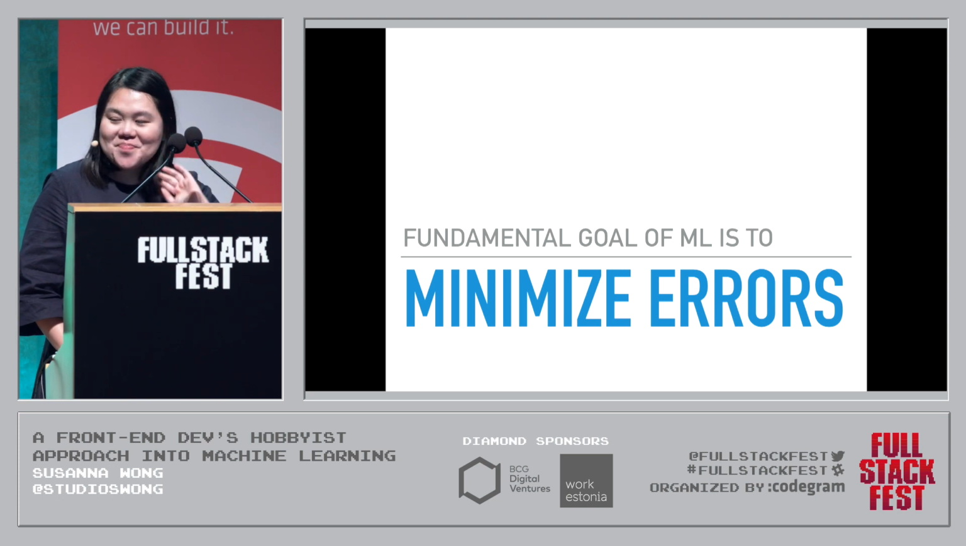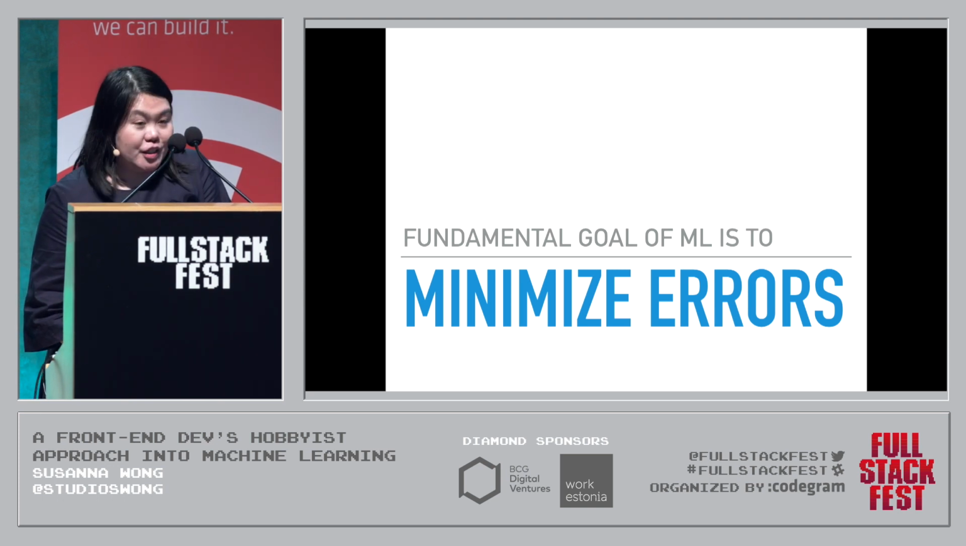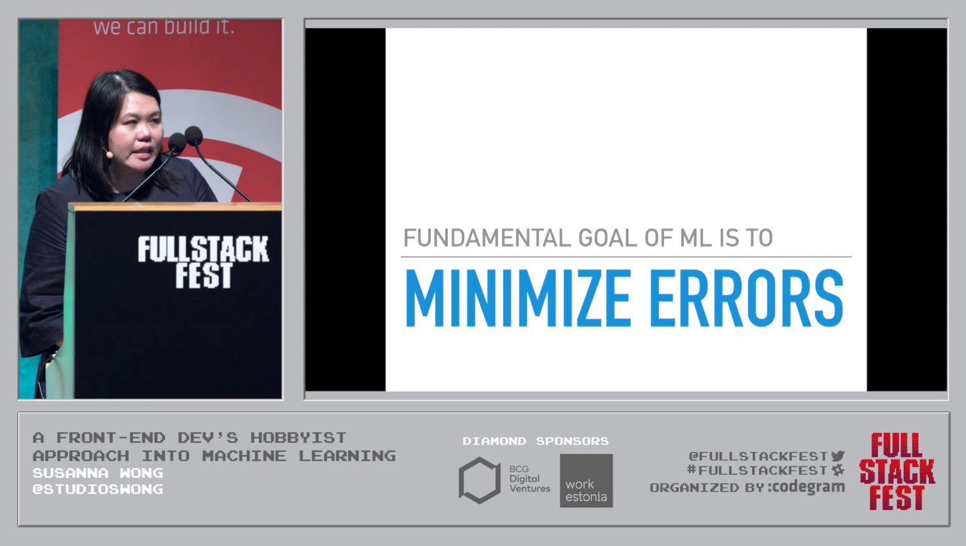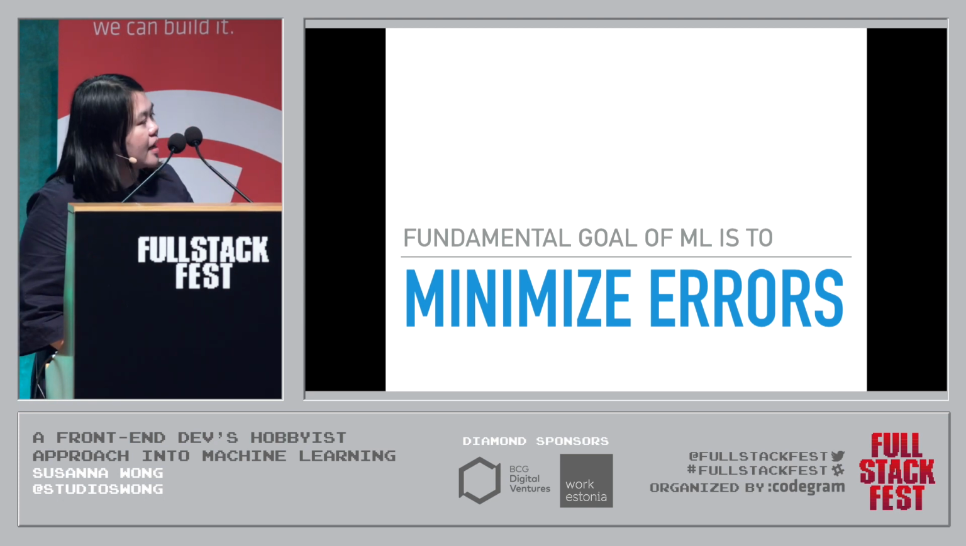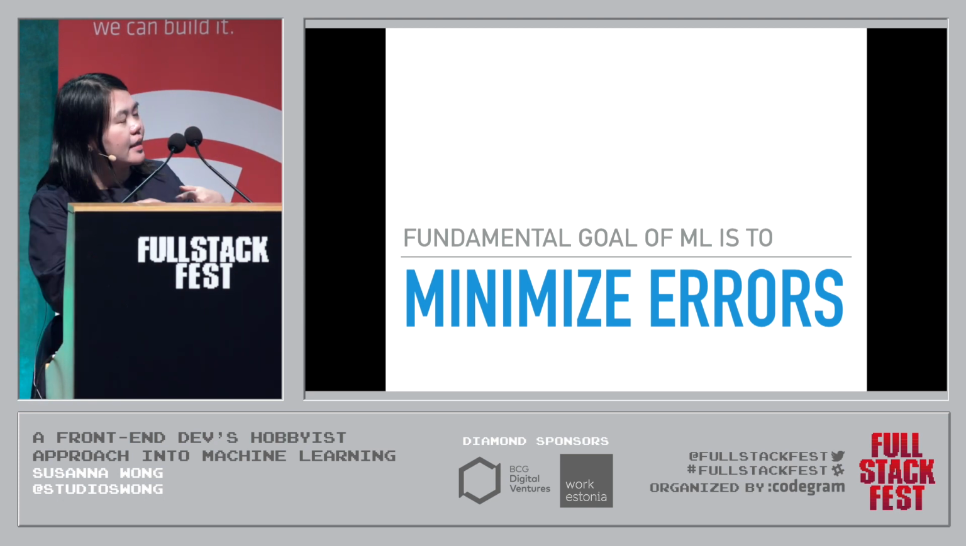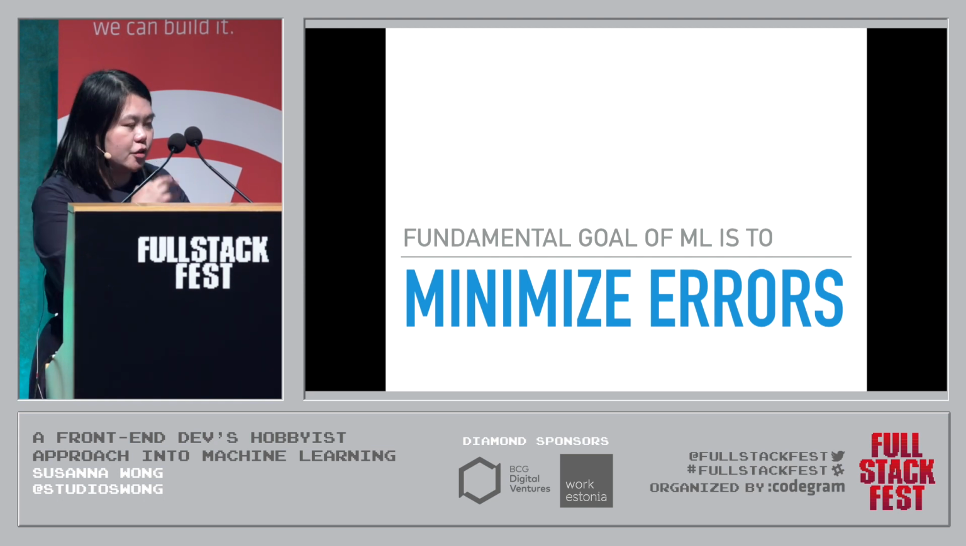So the fundamental goal of machine learning is to minimize errors. It's different from AI in that it's a branch of AI, but it takes a very different approach, where it tries to learn, and the approach to learn is to minimize the errors that it makes.